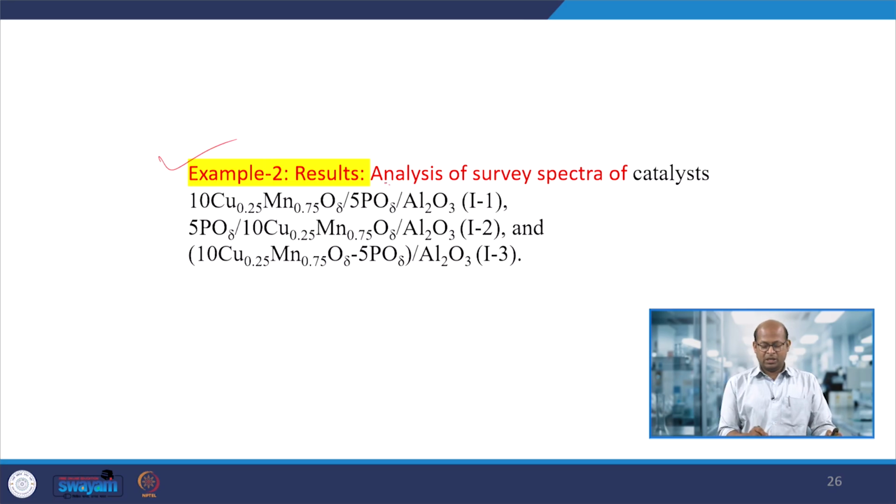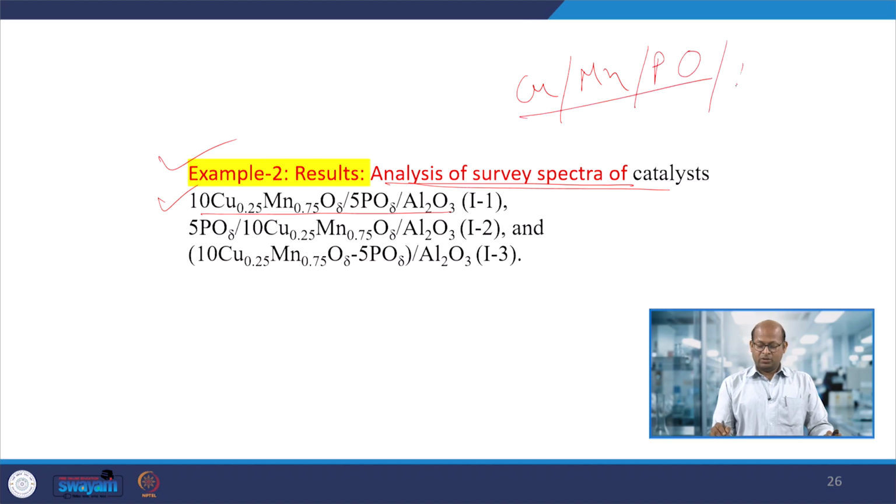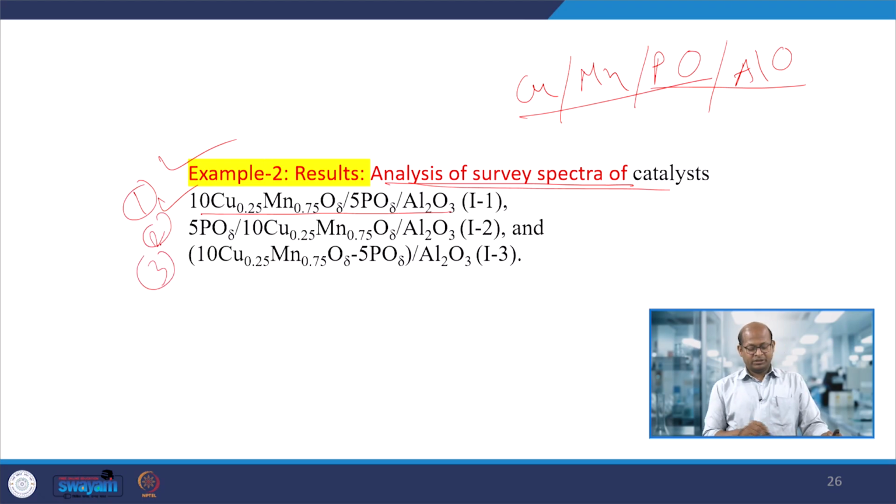Here is the analysis of the surface picture of these materials. Here we have taken a material that was prepared from copper, manganese, phosphorus, oxygen, also alumina and oxygen. These are the components present. Here we have taken three different materials, 1, 2 and 3. All three different materials have the same components: copper, manganese, phosphorus, oxygen, alumina, oxygen.